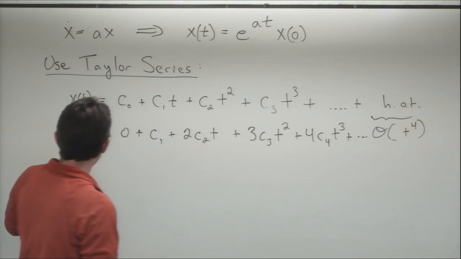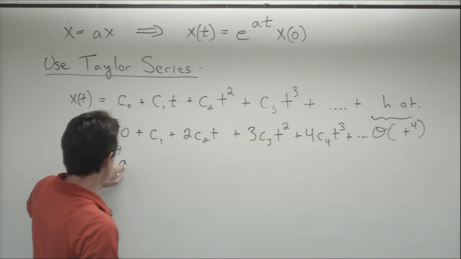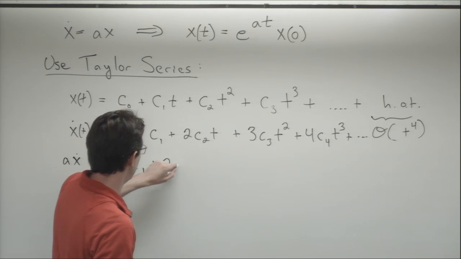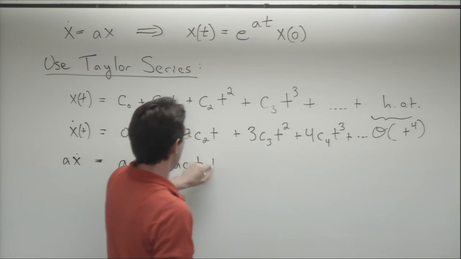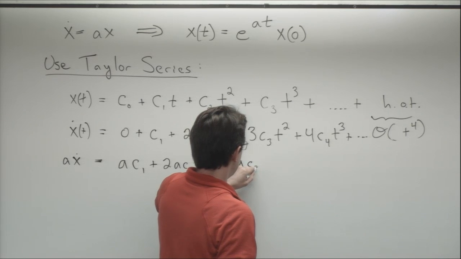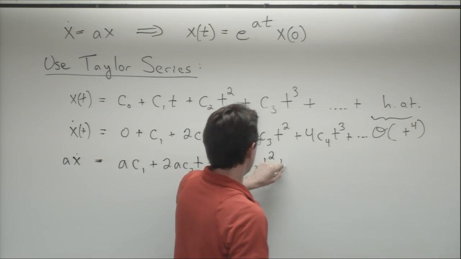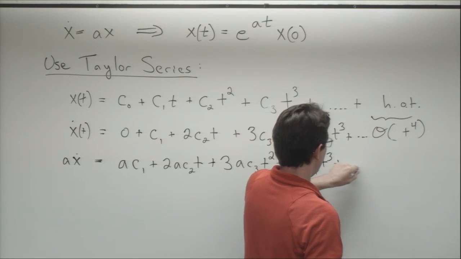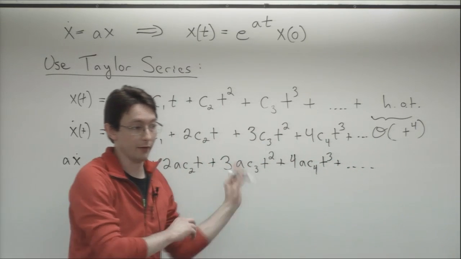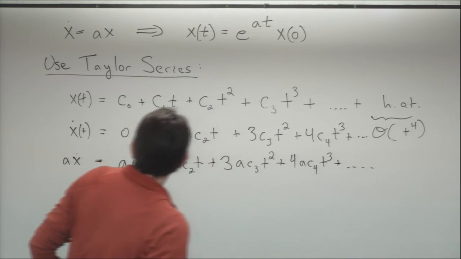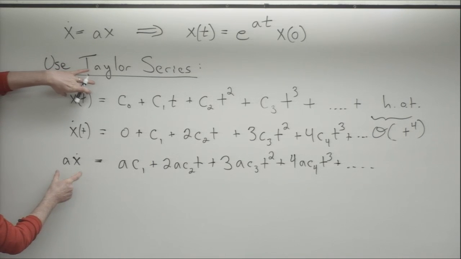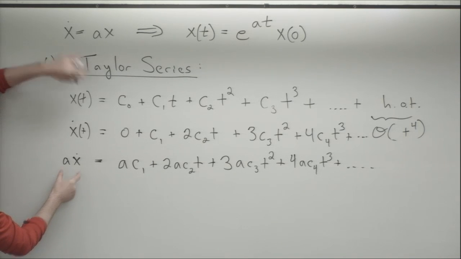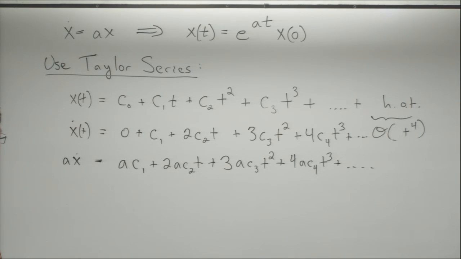Okay, so A times x dot is just AC1 plus 2AC2t plus 3AC3t squared plus 4AC4t cubed plus a bunch more terms like that, forever and ever. And now I'm supposed to take x of t. Okay, I did something wrong. What did I do wrong?